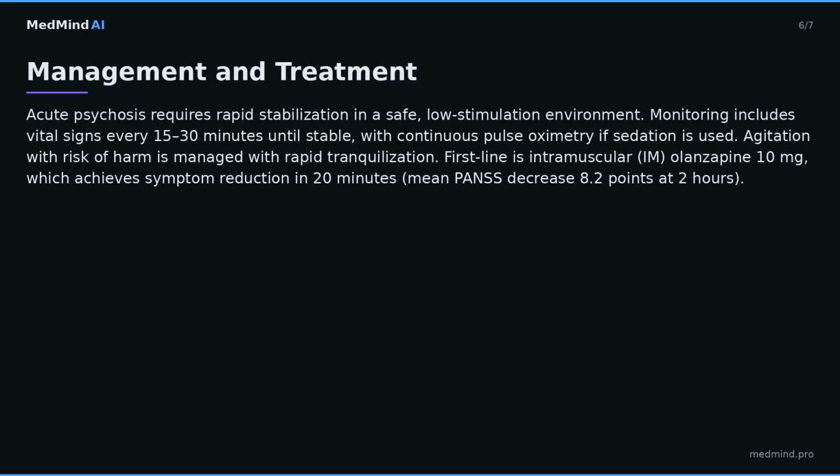Management and treatment. Acute psychosis requires rapid stabilization in a safe, low-stimulation environment. Monitoring includes vital signs every 15 to 30 minutes until stable, with continuous pulse oximetry if sedation is used. Agitation with risk of harm is managed with rapid tranquilization. First line is intramuscular, IM, olanzapine 10 mg, which achieves symptom reduction in 20 minutes, mean PANSS decrease 8.2 points at 2 hours.